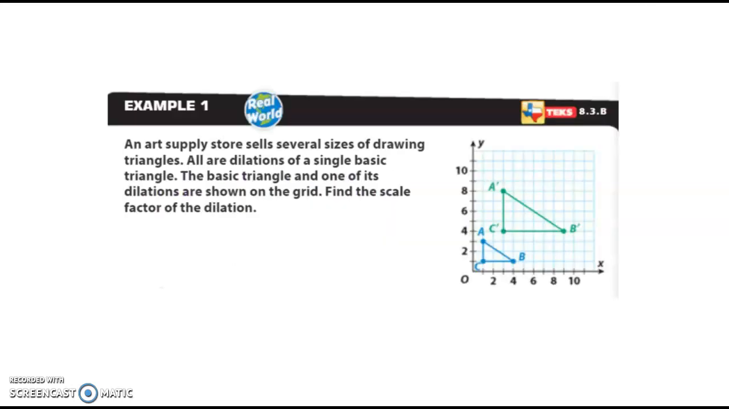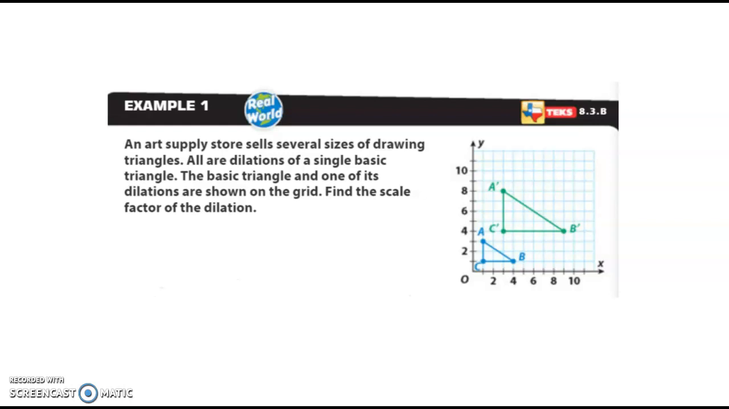All right, so if you look here, for example, number 1, we have two different triangles. The art supply store sells several sizes of drawing triangles. All are dilations of a single basic triangle. Again, the dilation would either be an enlargement or a reduction. The basic triangle and one of its dilations are shown on the grid over here on the right. Find the scale factor of that dilation.